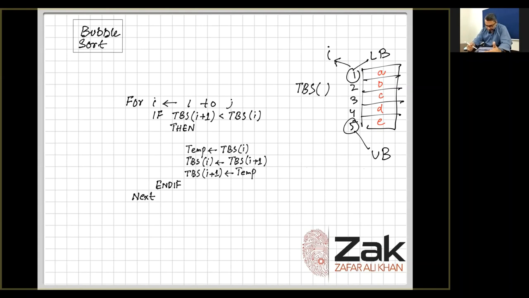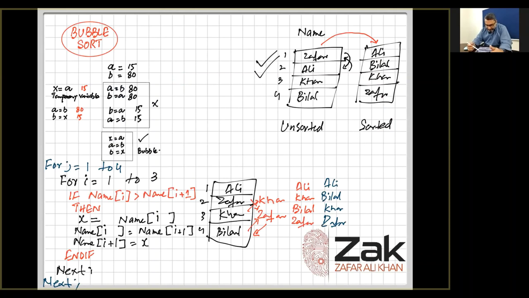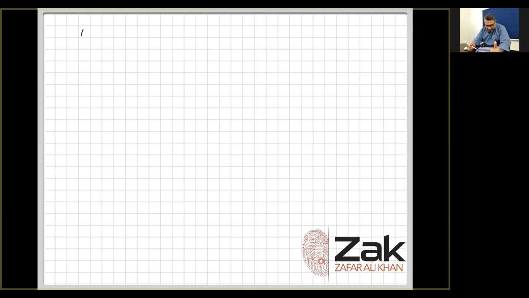Anyways, we have used another loop outside this. As you would have noticed in the previous slide, when we ran this loop the first time, the largest value came down. We checked these two, nothing happened. We checked these two, Khan came up and Zafar went down. And when Zafar and Bilal were checked, Bilal came up and Zafar went down. So whatever the largest value is in the first outer loop cycle, it goes to the end. So we don't have to check up to that last element.